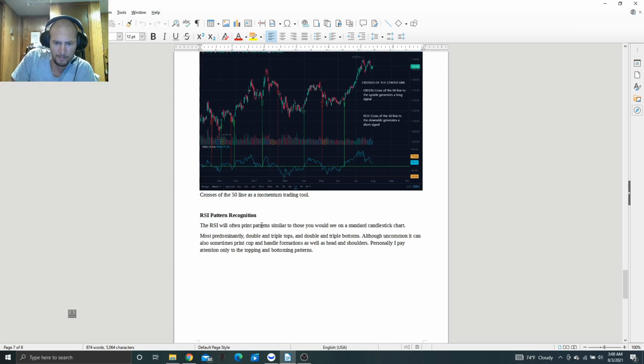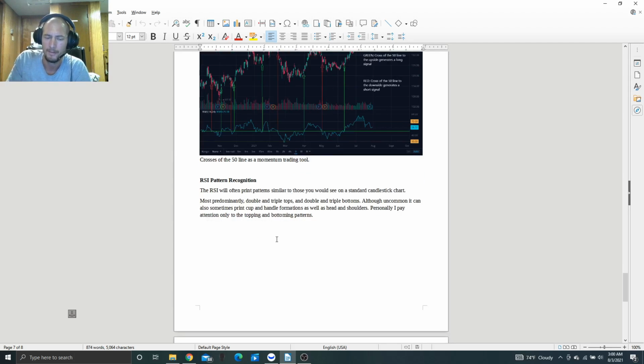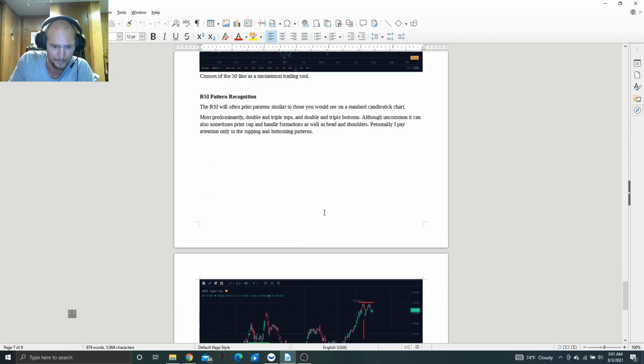The RSI will often print patterns similar to those you would see on standard candlestick charts. Most predominantly, though, are going to be your double, triple tops and double and triple bottoms. And it is uncommon, but it can sometimes print like cup and handles or head and shoulders. But personally, I only pay attention to the topping and bottoming patterns because the head and shoulders patterns are generally weak signals on the RSI and are very hard to spot.